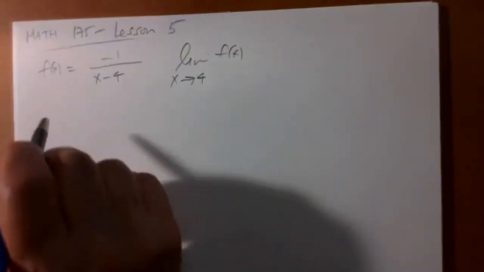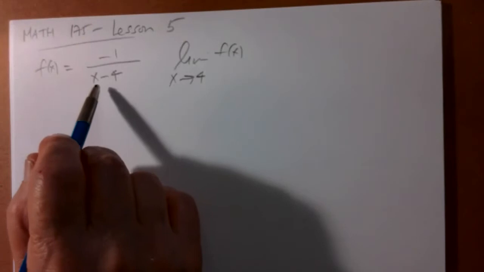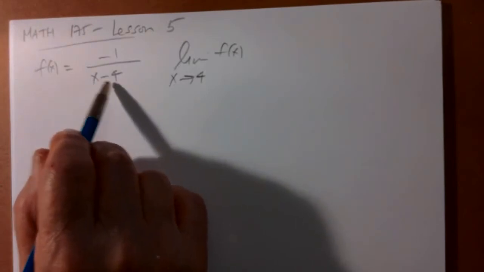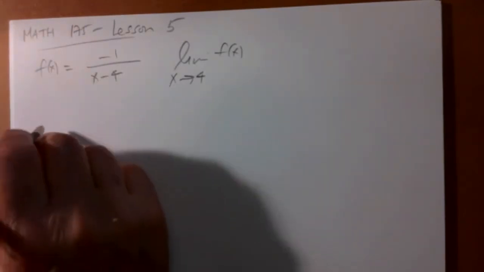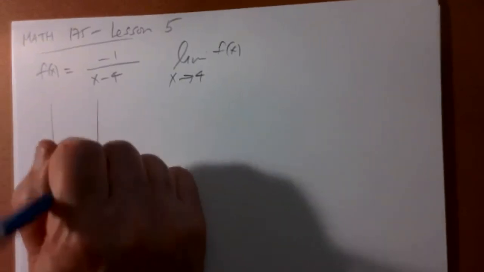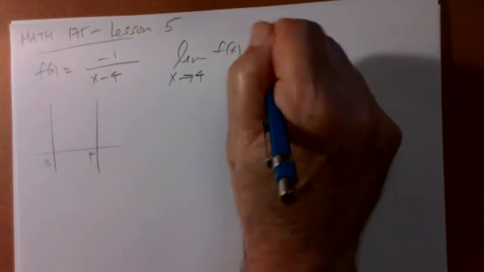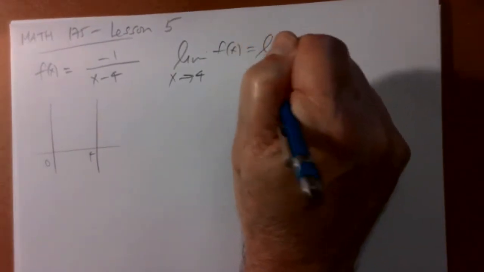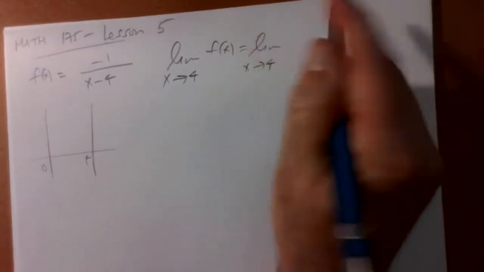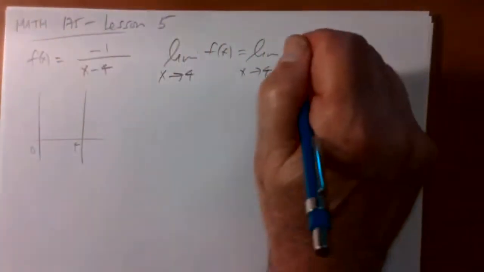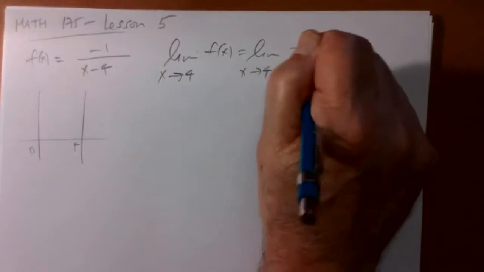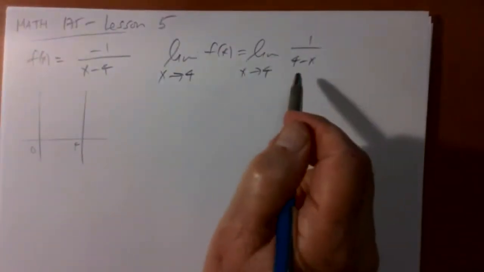What does the graph of this function look like? The problem, of course, is as x approaches 4, the denominator is going to 0. And so this is the limit as x approaches 4. Maybe it's a little bit easier to see if you write -1/(x-4) as +1/(4-x).